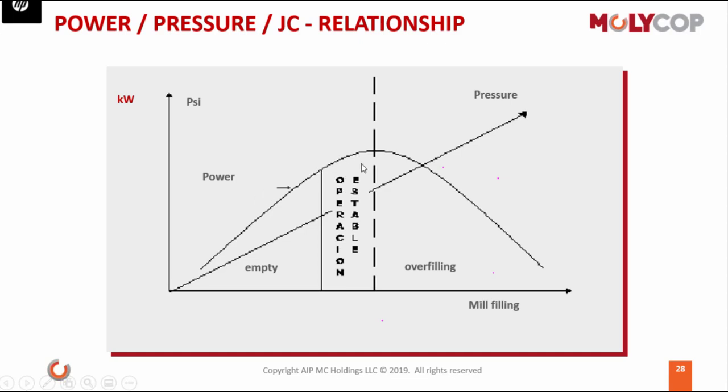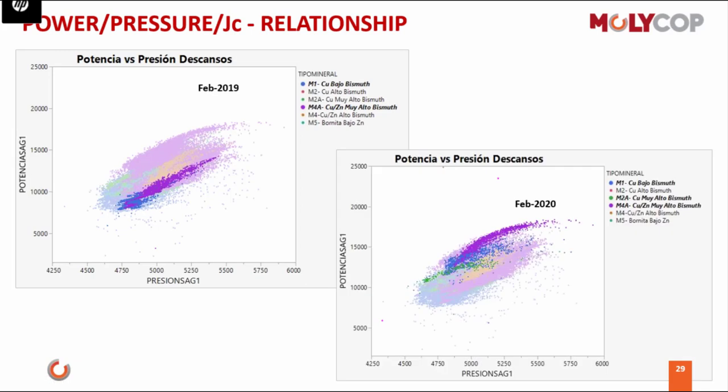They try to fill the mill as maximum as possible until they get in a stable condition. And this stable condition is almost when you are going to get an overfilling of the mill. You can see this in a slope. This slope is going to have a maximum. You have to work in this area where you are avoiding the overfilling, but you are trying to get the maximum power at a maximum filling.